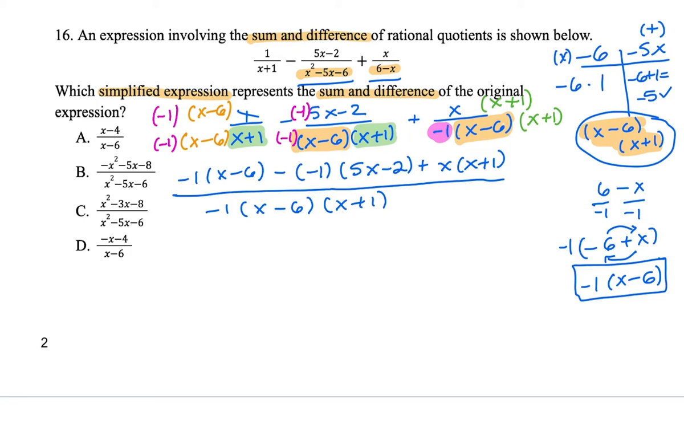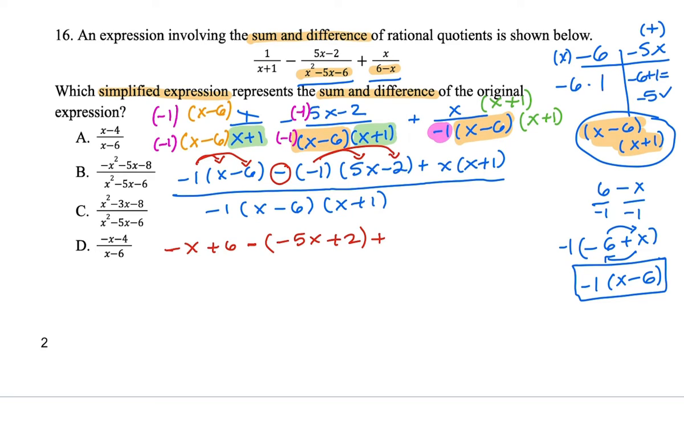So I'm going to start with a negative 1 times x, which is going to be a negative x. A negative 1 times a negative 6, which is a positive 6. I'm not going to do anything with the subtraction yet, so that means I'm still going to continue to use the parentheses. But I will multiply this negative 1 times 5x, which is a negative 5x. And a negative 1 times a negative 2, which is a positive 2. Close my parentheses. The plus isn't going to do anything.